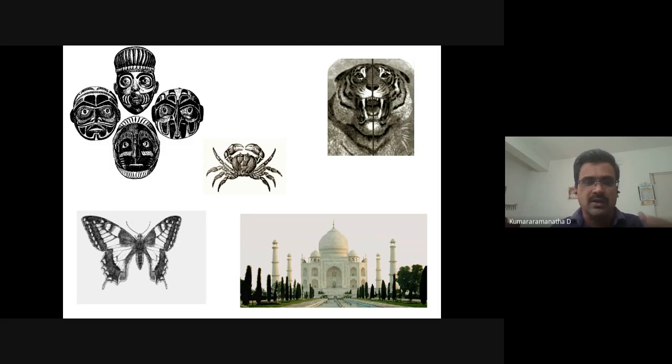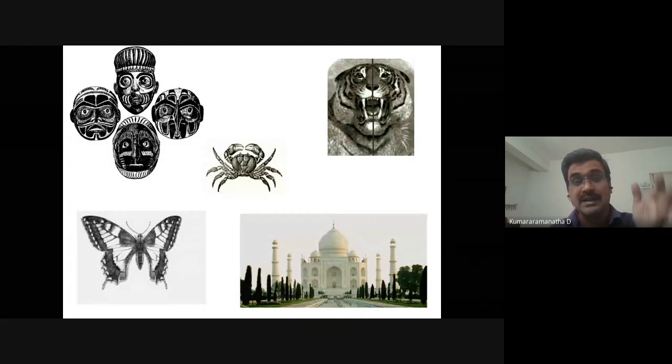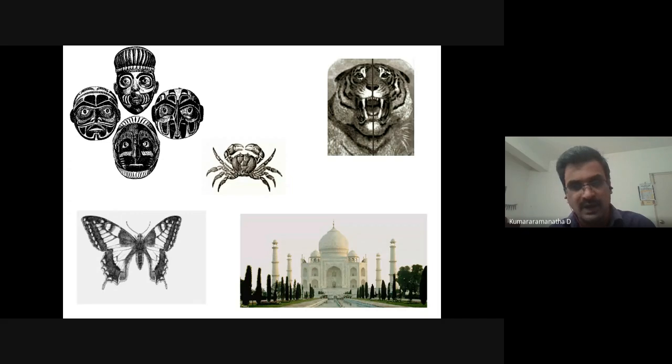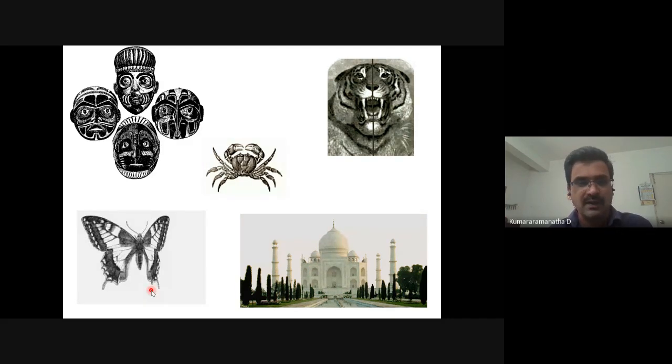Now, in the form of butterflies, you can see it anywhere. So what exactly we are looking at is the line of symmetry. You may be wondering for what reason we are studying symmetry in stereochemistry. Let us see what exactly symmetry is all about.